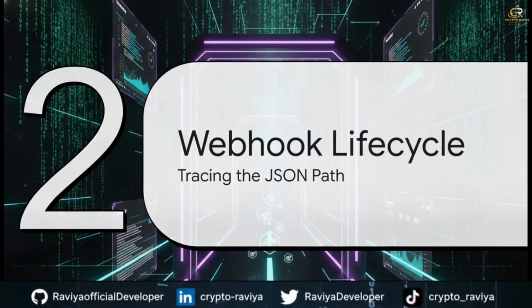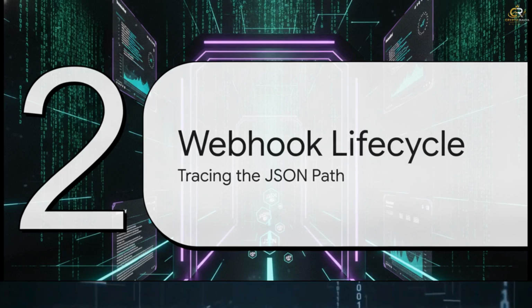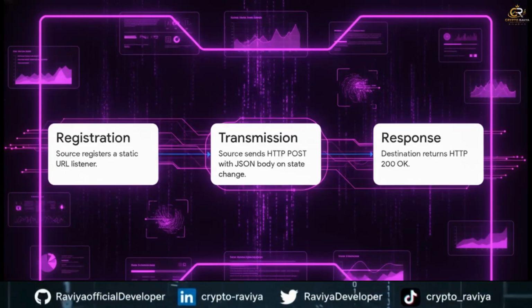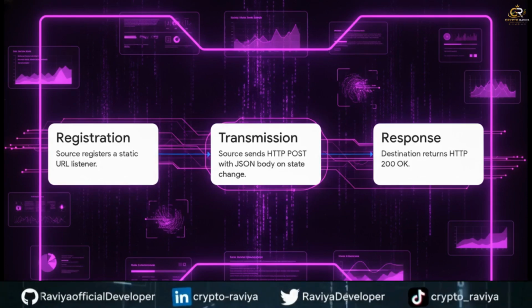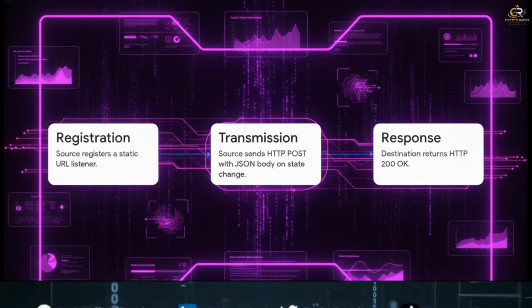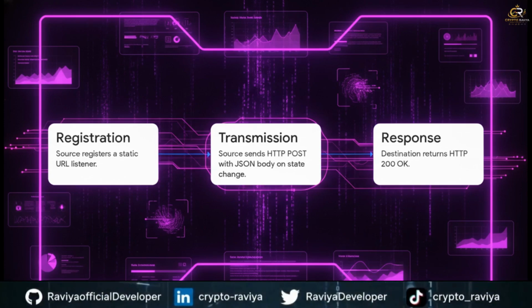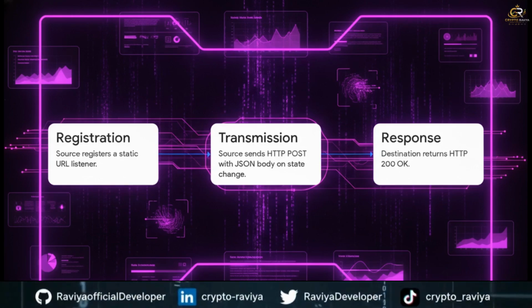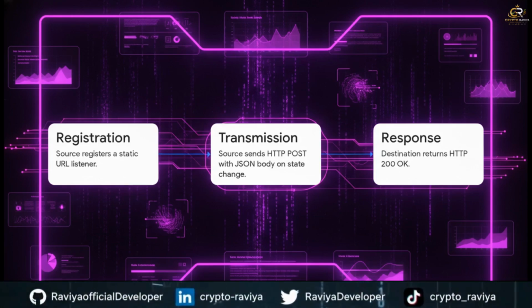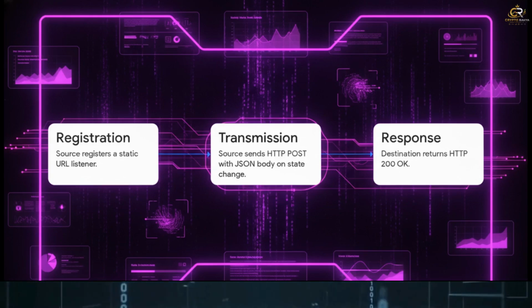Moving on to section 2, the webhook lifecycle. We're tracing the JSON payload's path. Let's trace the path of our JSON payload through 3 distinct mechanical steps. Think of it like passing through physical security gates in our cyber lab. Gate number 1 is registration and handshake. Your destination endpoint provides a static URL listener, so think of a make.com or an N8N URL. The source system registers this listener and securely binds it to an explicit event trigger.